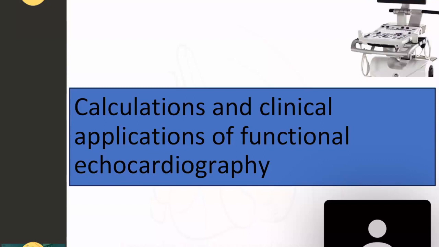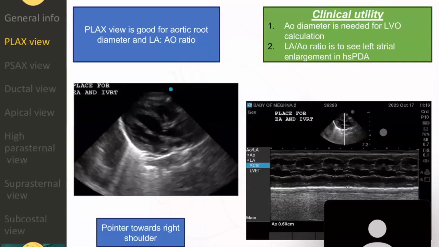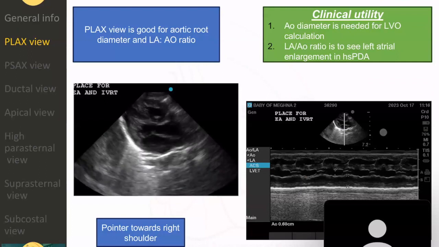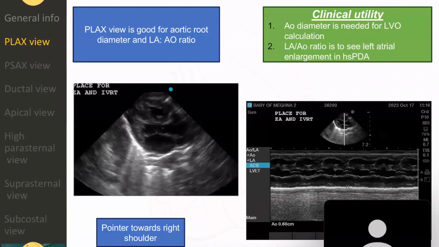Okay, so coming to this point. In the previous talk, you have all learnt how we should be doing all these normal stuff. Now the point is, why do we do echocardiography or ultrasound? We want to infer how it can help the child. So let's see how it can help us. I will go for the calculations, and I will go view wise.